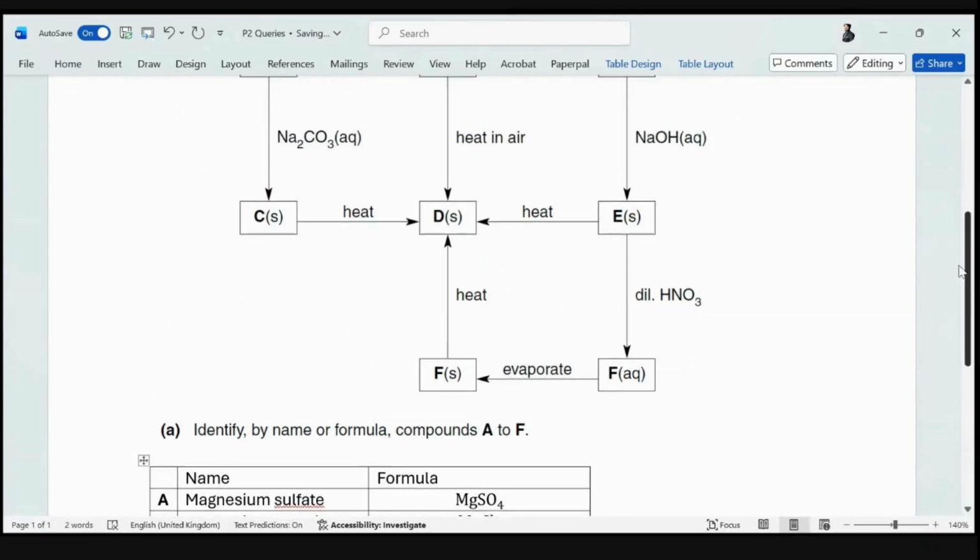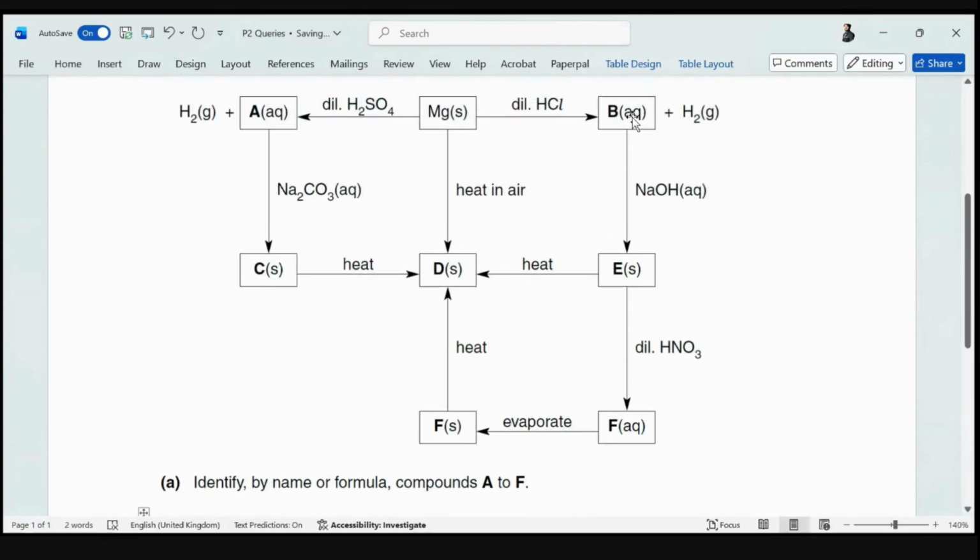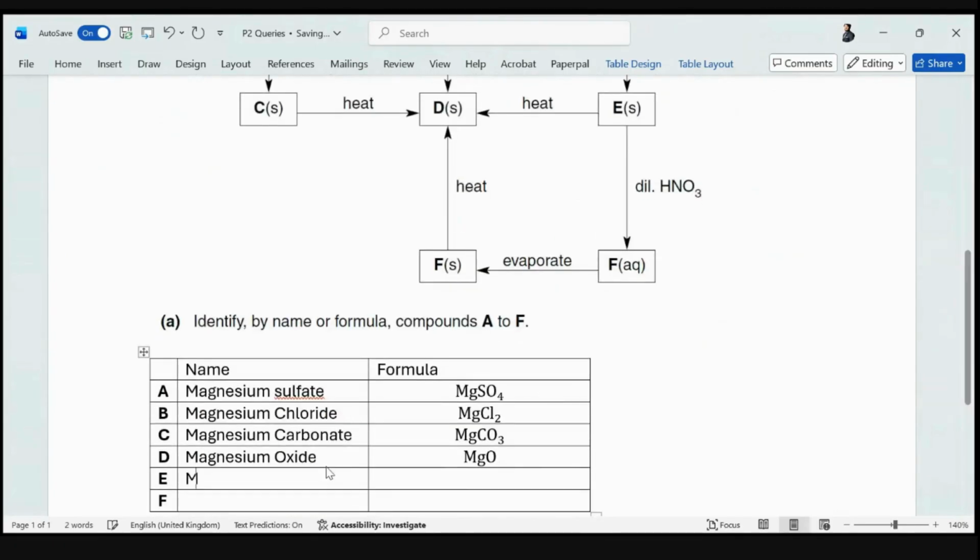Okay, what about E? If I would have taken B, which was magnesium chloride, and reacted it with sodium hydroxide, again a double displacement giving a solid, E would have been what, which again heated gives me the same magnesium oxide. Magnesium hydroxide. Yes, the name is magnesium hydroxide. And the formula, be very careful, OH taken twice.